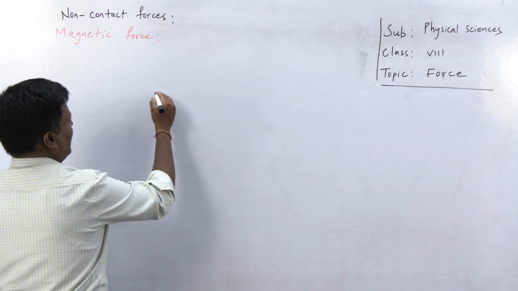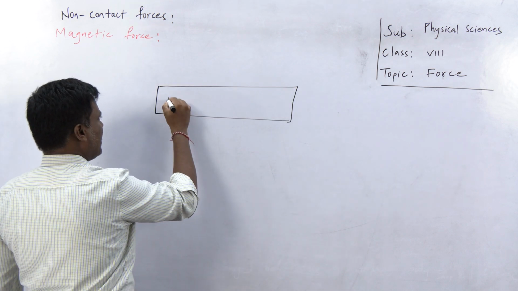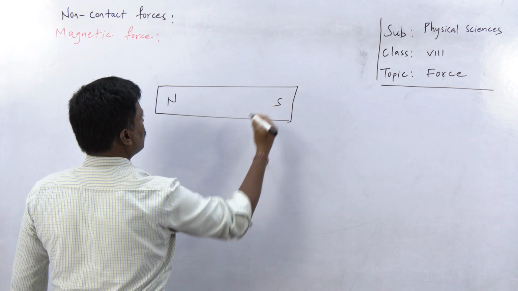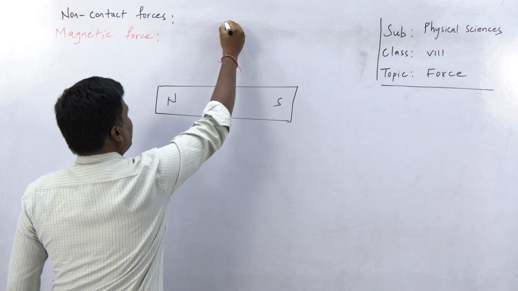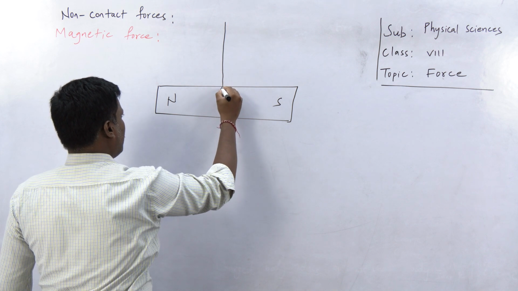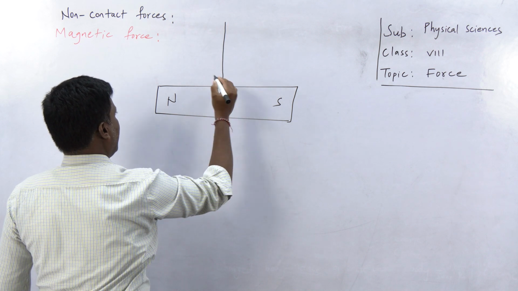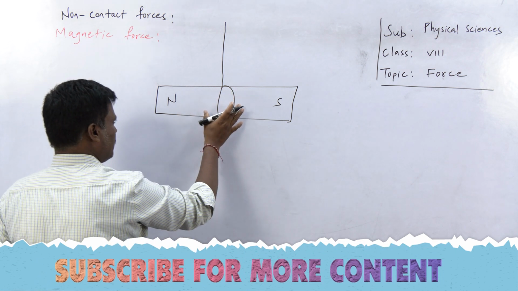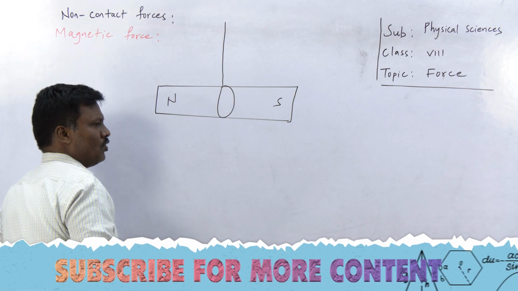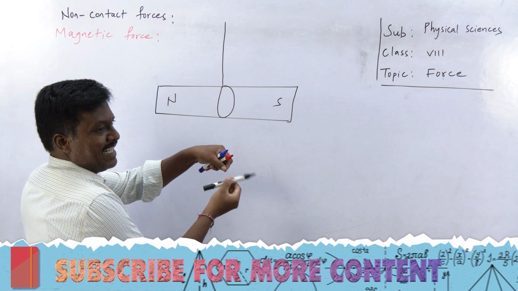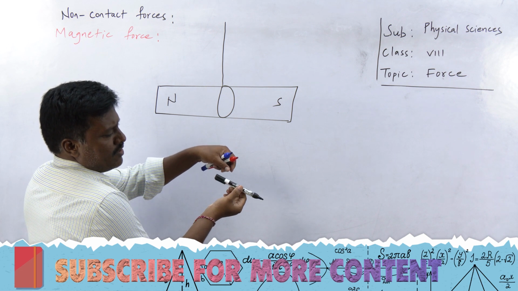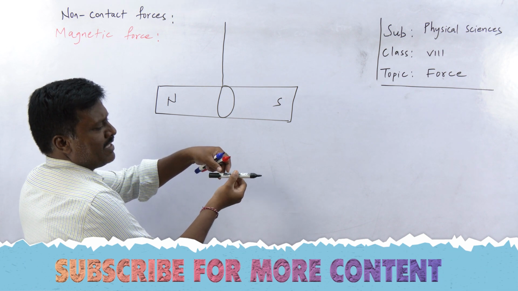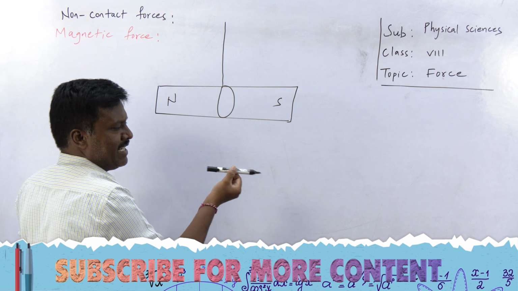You take one bar magnet. Let's say this bar magnet has a north pole and a south pole. This bar magnet is suspended with the help of a thread attached exactly in the middle of the magnet, so it is able to suspend horizontally. It is not tilting. Without tilting, we have to make it horizontal like this. We have to suspend it in this way.